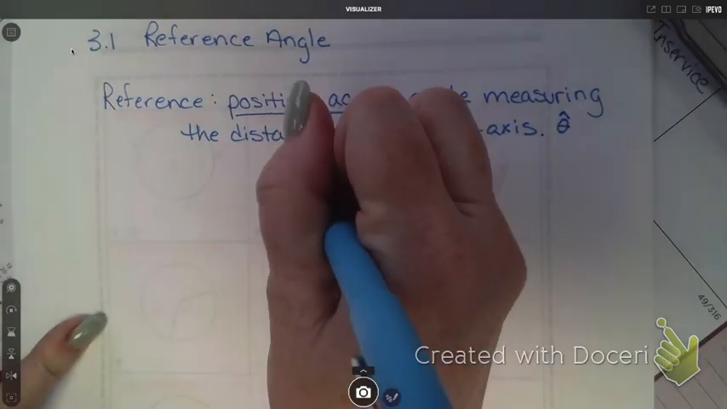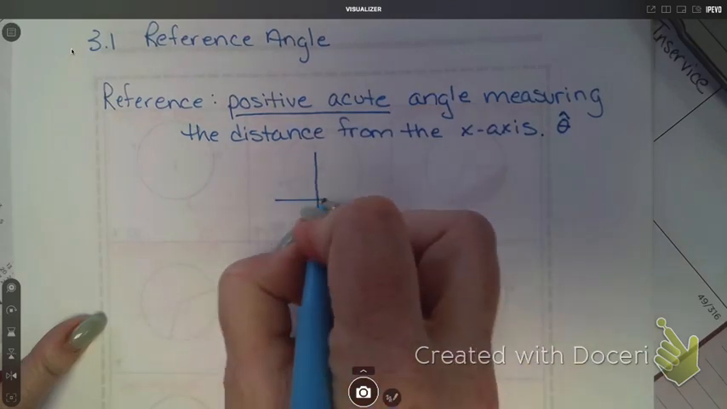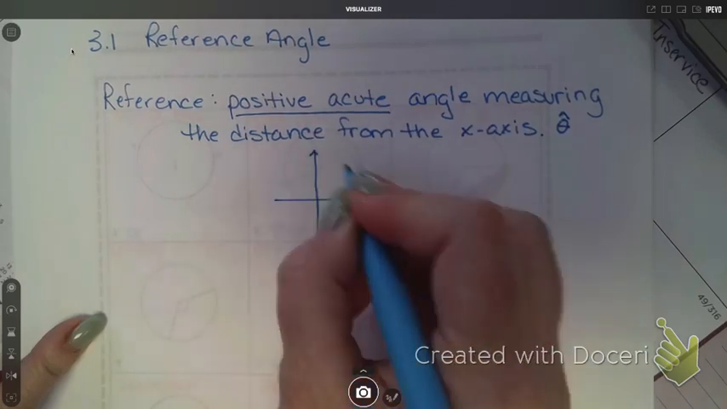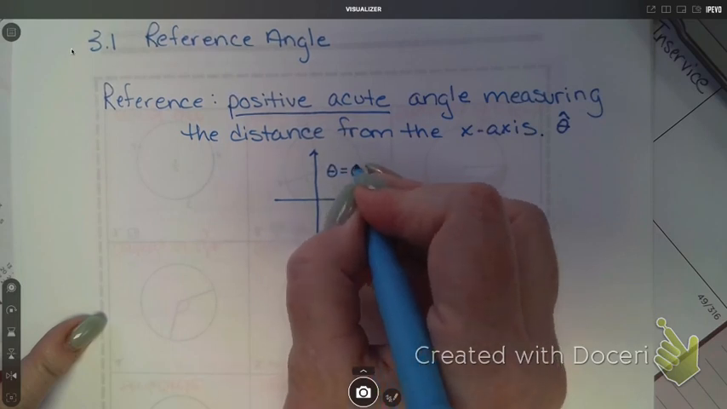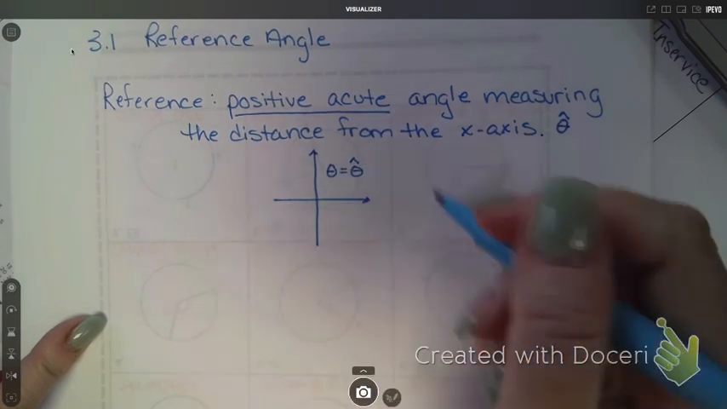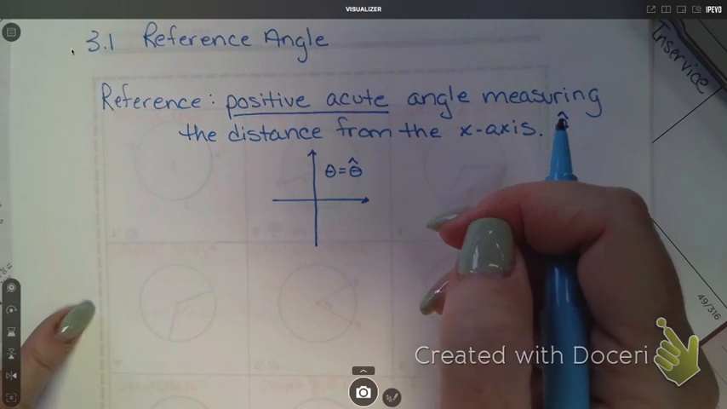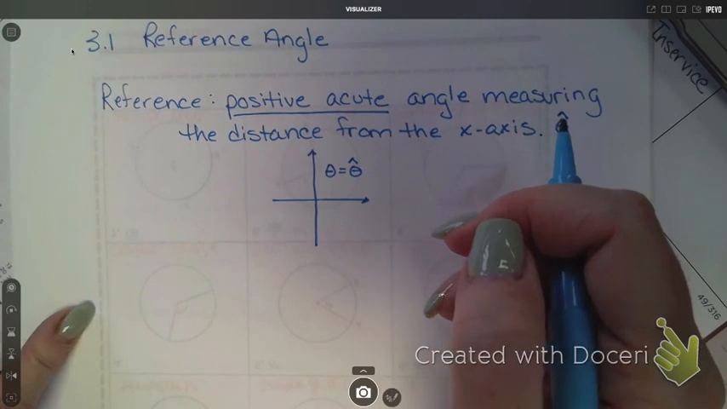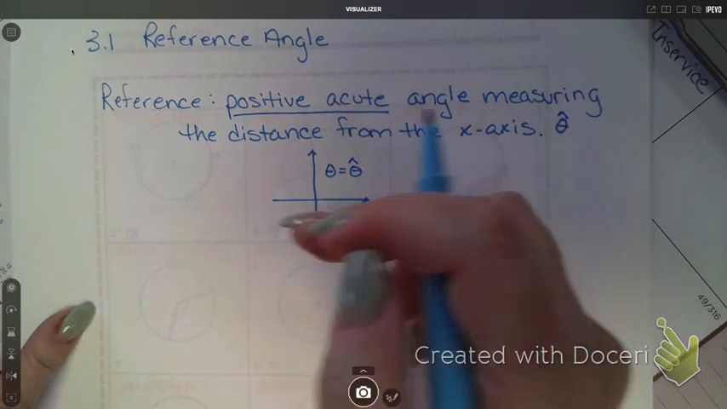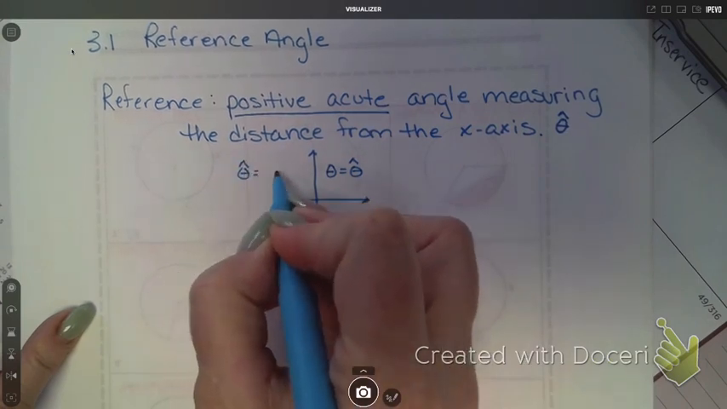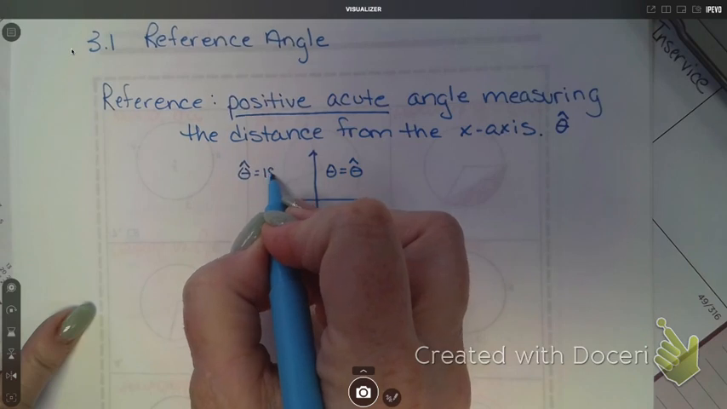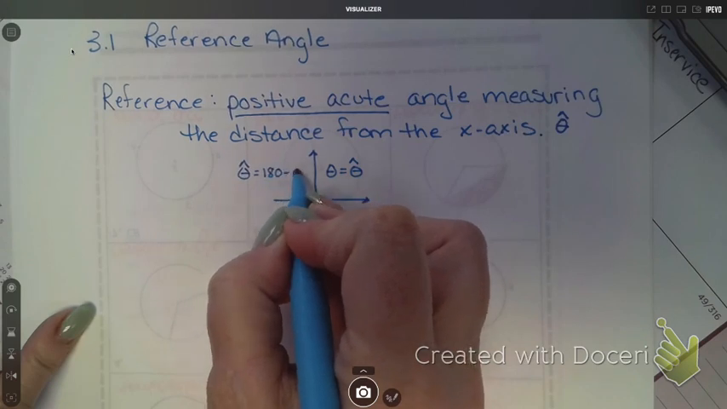Now, quick little reference here. In the first quadrant, your theta is your reference angle, because isn't everything in the first quadrant a positive acute angle? Yes. To find your reference angle in the second quadrant, you're going to take 180 minus the theta you're given.